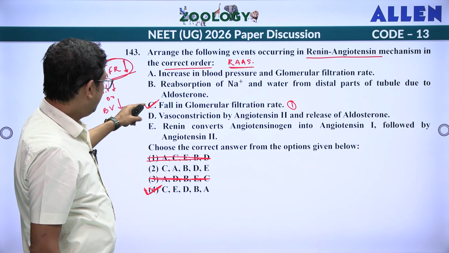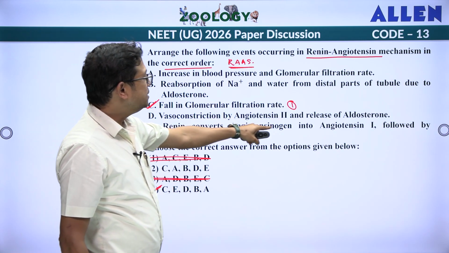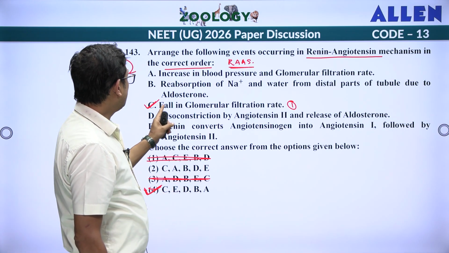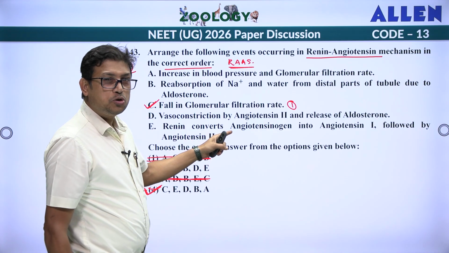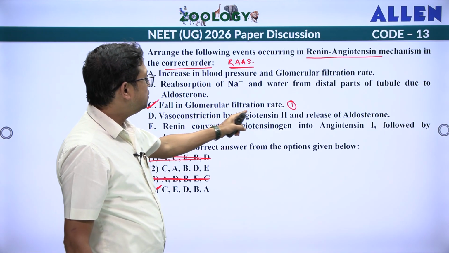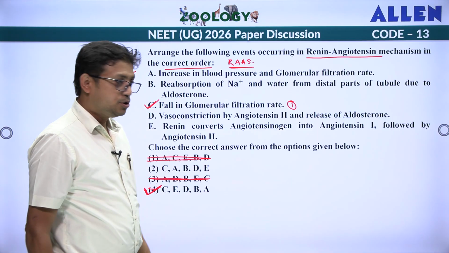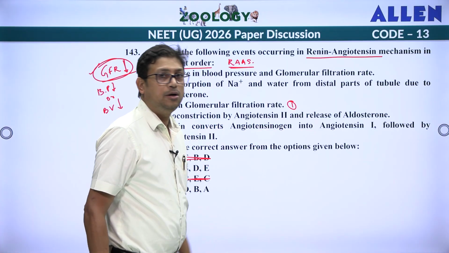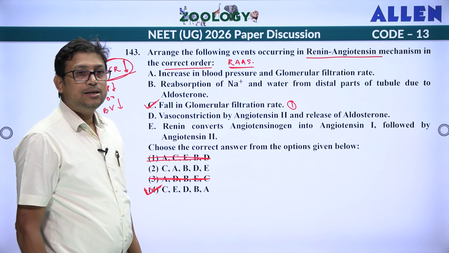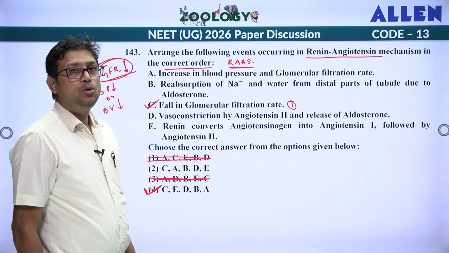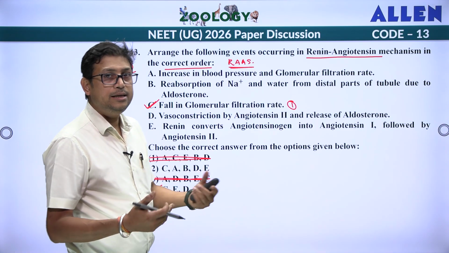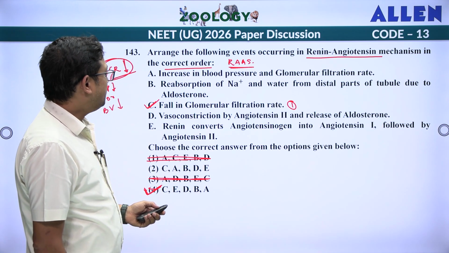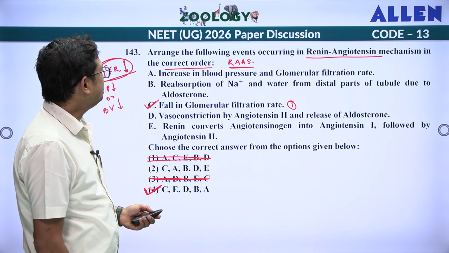So, first is C, followed by E: renin converts angiotensinogen into angiotensin 1, followed by angiotensin 2. Then it should be D. So, angiotensin 2 is a strong vasoconstrictor. So, vasoconstriction by angiotensin 2 and release of aldosterone. When angiotensin 2 constricts the blood vessel, blood pressure will increase, and aldosterone will act on your DCT to absorb sodium and water. Thereby increasing the blood volume, and ultimately your GFR will be restored. So the answer here will be the fourth one.